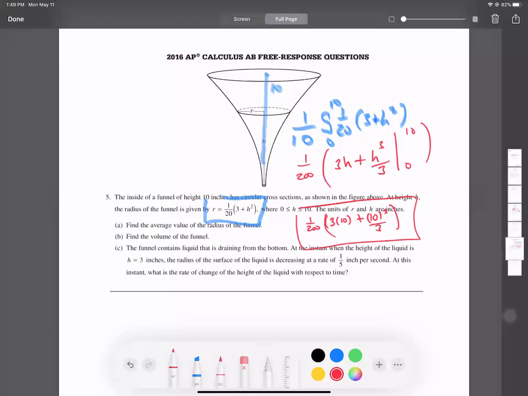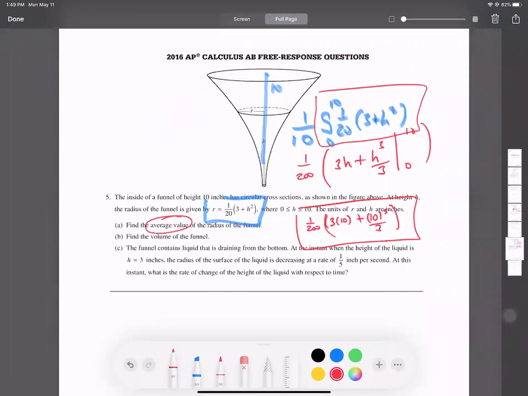So the key word here is just the average value. So just think about what average is. Average is when I add up all my values, which is what we use the integral for, and we divide by the number, which is our range here, which is 1 over 10. Any questions on part A?